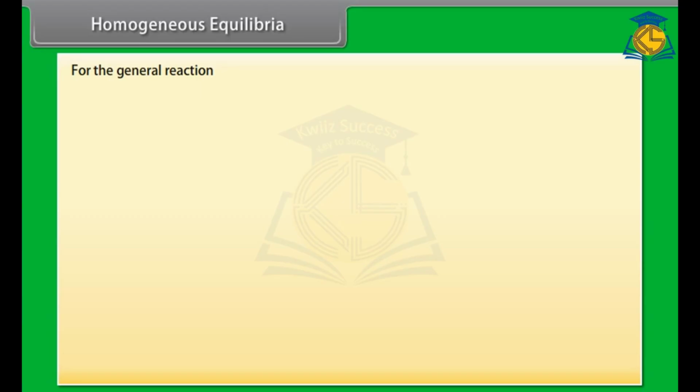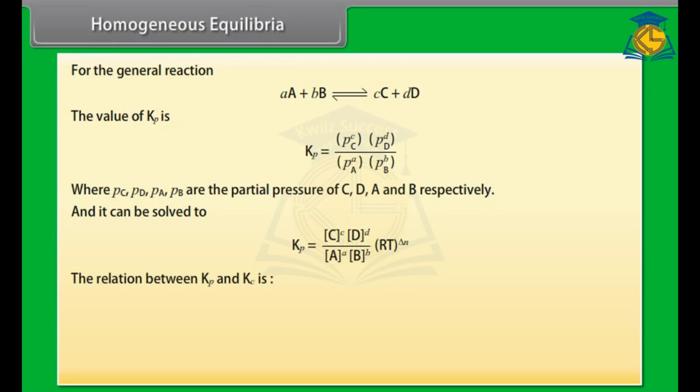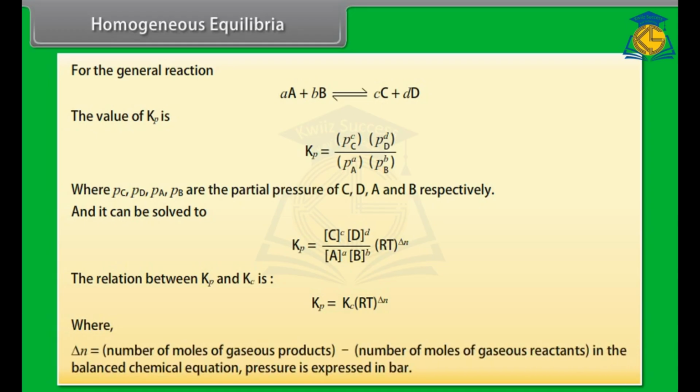For the general reaction, the value of Kp is, where Pc, Pd, Pa, Pb are partial pressures of C, D, A and B respectively, and it can be solved to get the relation between Kp and Kc: Kp is equal to Kc into RT raised to the power delta n, where delta n is equal to the number of moles of gaseous products minus the number of moles of gaseous reactants in the balanced chemical equation.